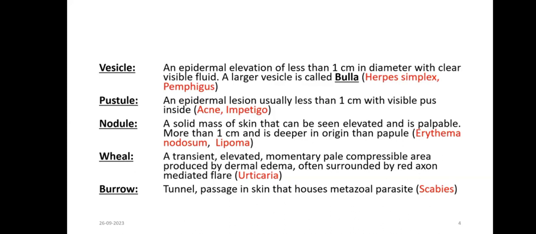Chickenpox is a common example for vesicle as well as pustule, where the course of the illness makes the lesion that way. A pustule is an epidermal lesion, usually less than 1 centimeter, with visible pus inside. Classical cases are acne or impetigo. Impetigo is a very common condition which comes to our practice, and it is especially seen in small children.